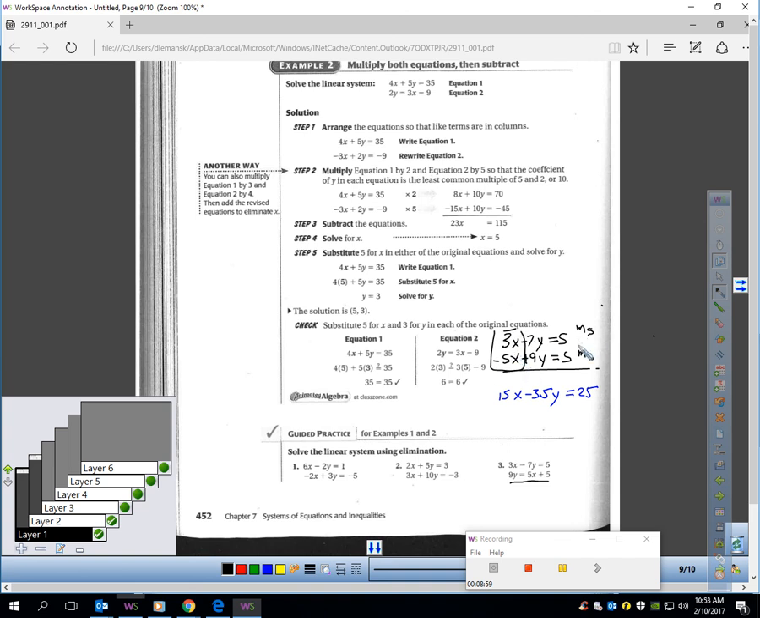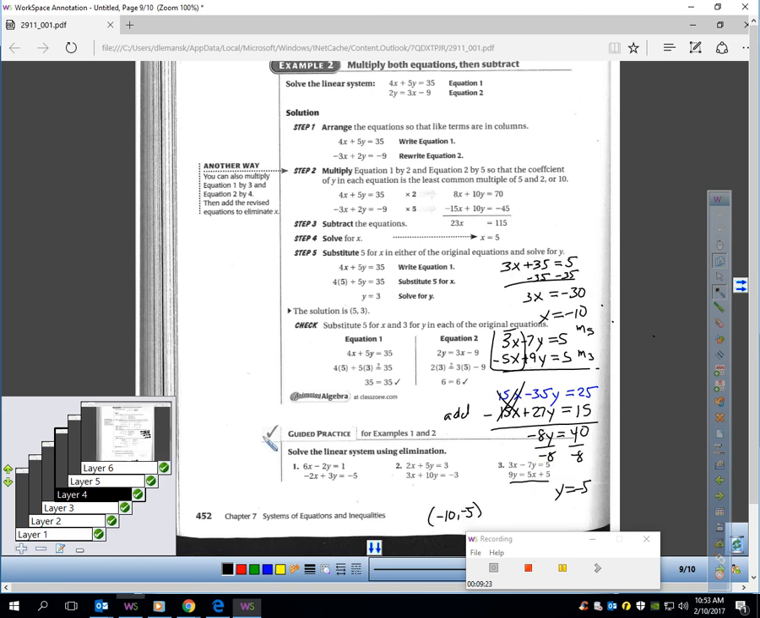So if I multiply the top equation by 5, I get 15x minus 35y equals 25. Don't forget to multiply each term by 5. And then the bottom equation I multiplied by 3. I can add these equations together, which will eliminate the x's. And I get negative 8y equals 40. And I can divide by negative 8. Y was a negative 5.